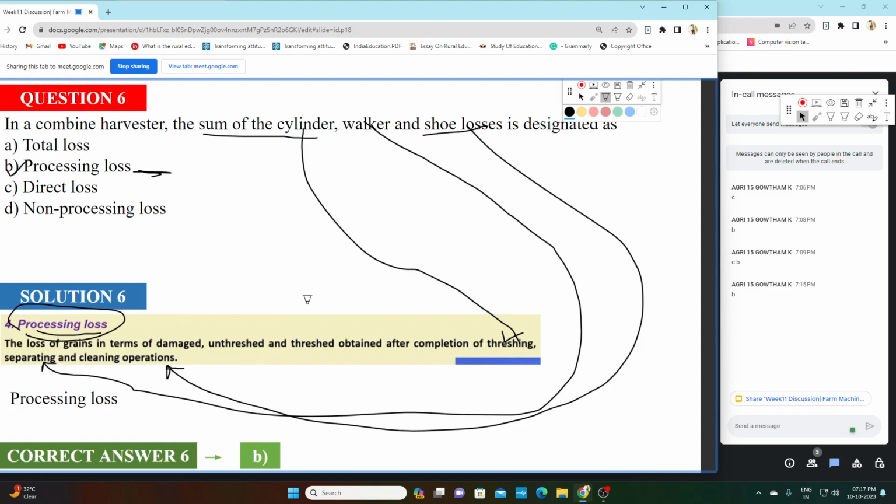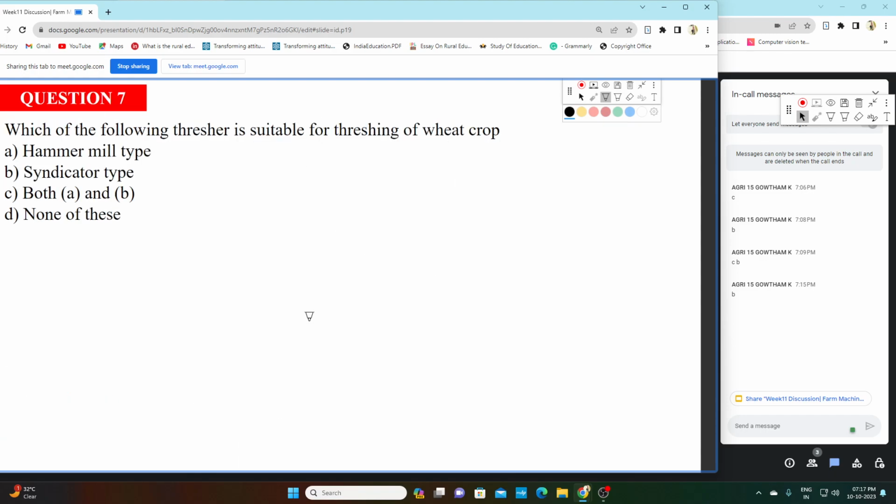Now let's move to question number 7. Which of the following threshers is suitable for threshing of the wheat crop? Option A is hammer mill type, option B is syndicated type, option C is both A and B, and option D none of these. So any guesses for this? Gautam is telling C, that is both A and B. You are absolutely right.